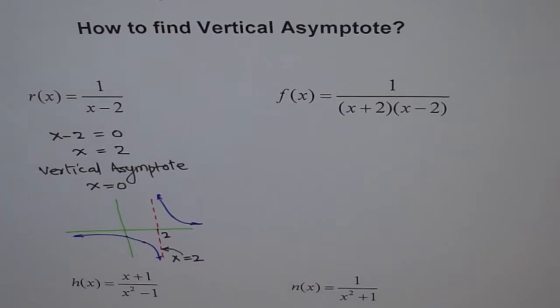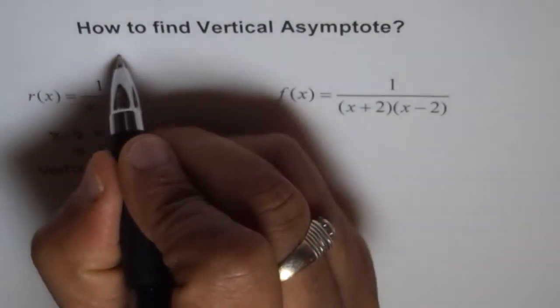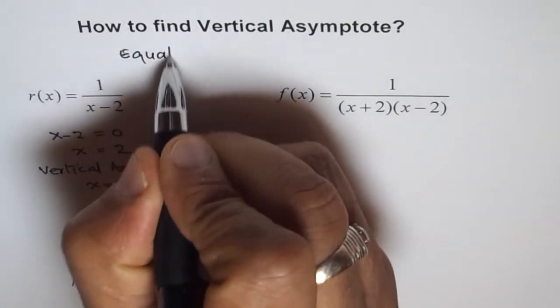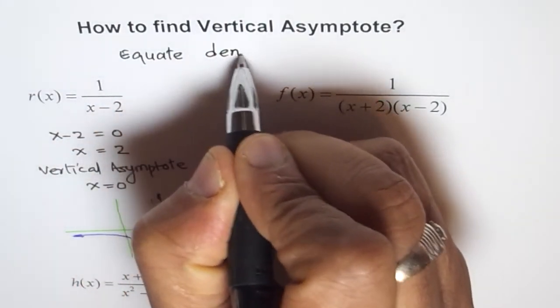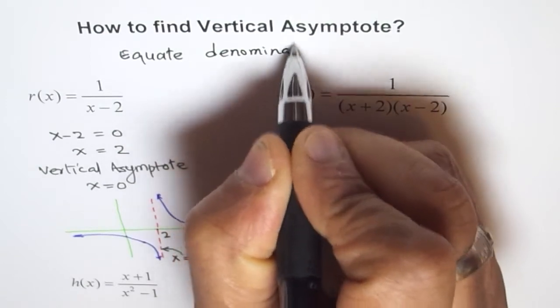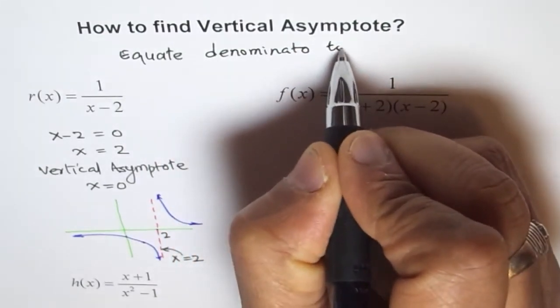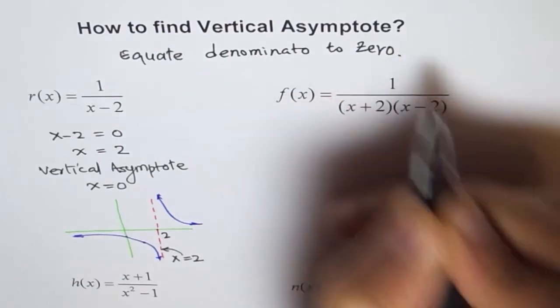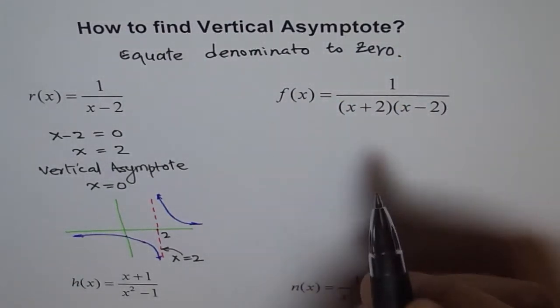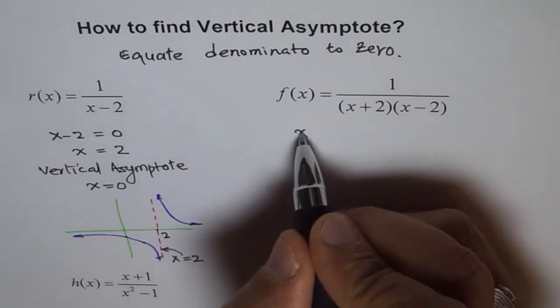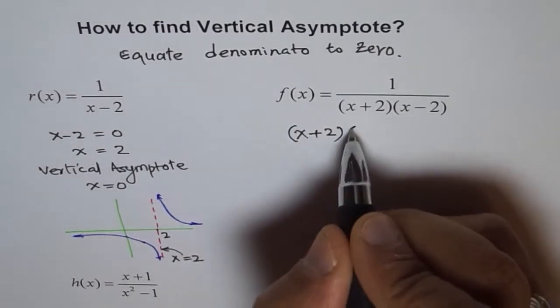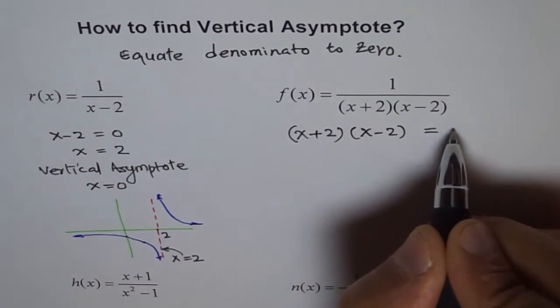Okay, but I hope you understand the concept of finding a vertical asymptote in the first place. To find a vertical asymptote, what should you do? Equate the denominator to 0. Okay, so let me write this. You have to equate the denominator to 0. That's it. Here, next function, f of x. We'll do the same thing. We'll equate the denominator to 0, and we get x plus 2 times x minus 2 equals 0.